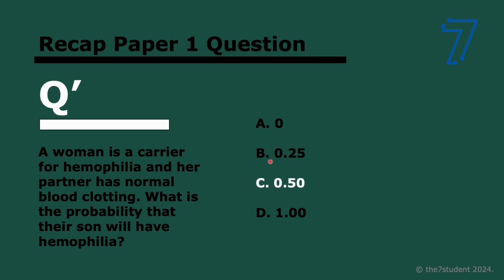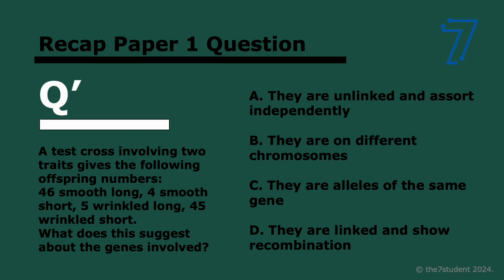0.5. Why? Remember, hemophilia is sex-linked, okay? So the dad is going to pass on the Y, because we're talking about a son, not a daughter, okay? So the dad is going to pass on a Y. And then a woman is a carrier, meaning she can pass either the affected allele or the unaffected allele, 50-50. So there's a 50% chance that the son has hemophilia, okay? Because it's a son.